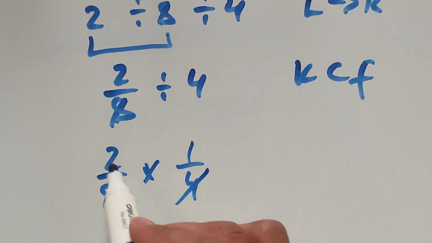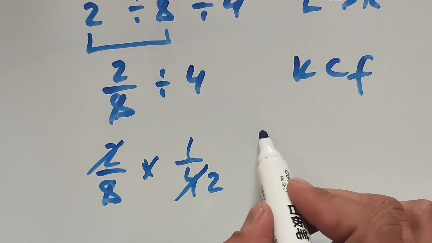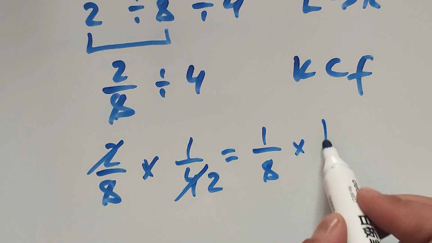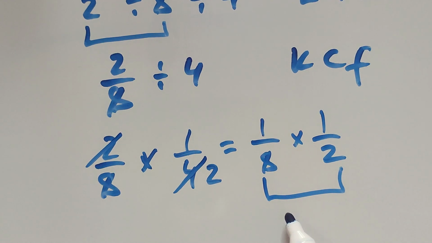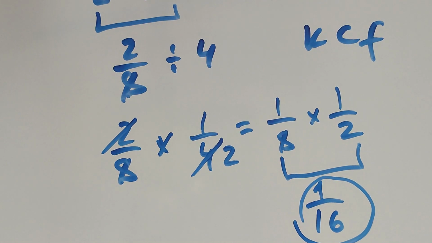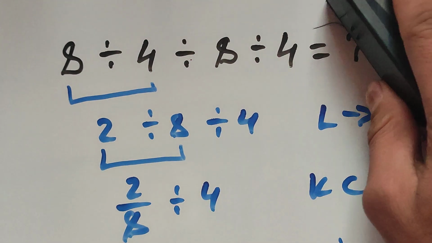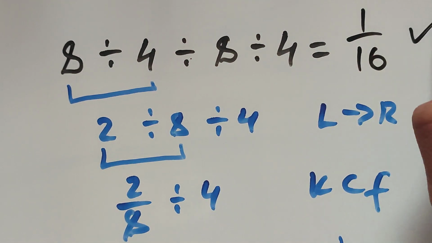cancel this 4 and this 2, here 2, and 1 over 8 multiplied by 1 over 2. This gives us 1 over 8 multiplied by 2, 16. This is our correct and final answer. We can write it here. 1 over 16. Thank you.